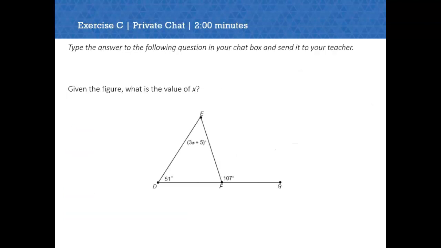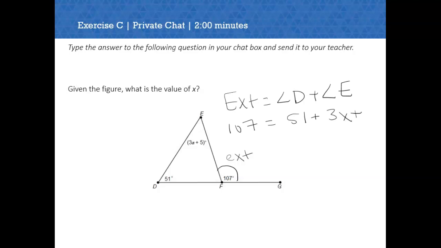Given the figure, what is the value of x? So we have an exterior angle up here, 107. We have the two non-adjacent. So we know, given that theorem, that we're going to just call this exterior. So we know that the exterior is equal to angle D plus angle E. Those are the non-adjacent. So let's plug in what we know. 107 equals angle D, 51, plus angle E, 3x plus 5.